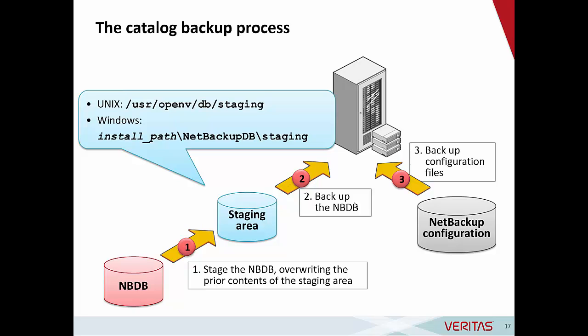Also note that this staging directory uses some space on the master server, an equivalent amount of space to the EMM database, because all of its contents are being dumped there, and that this information persists until the next catalog backup. So if you ever had an issue with, for example, database corruption, and you wanted to roll back the NetBackup database to an earlier known good version, you could use that information in the staging area for fast recovery without needing to use backups on disk or on tape.